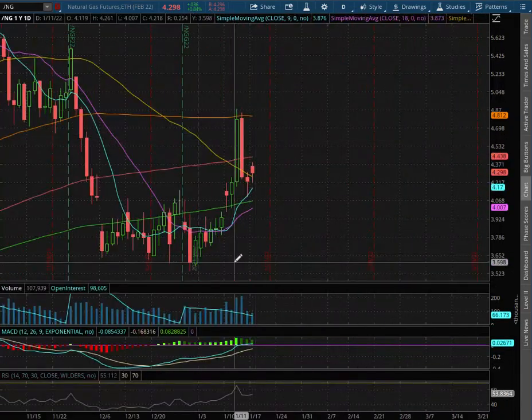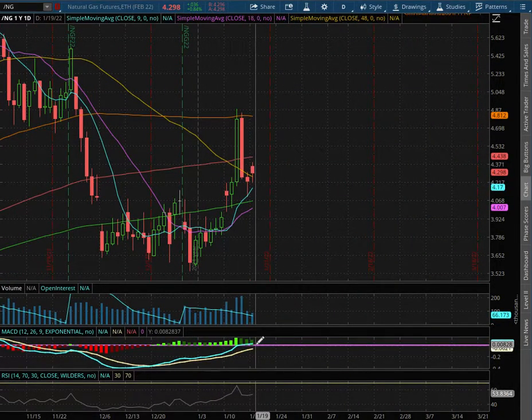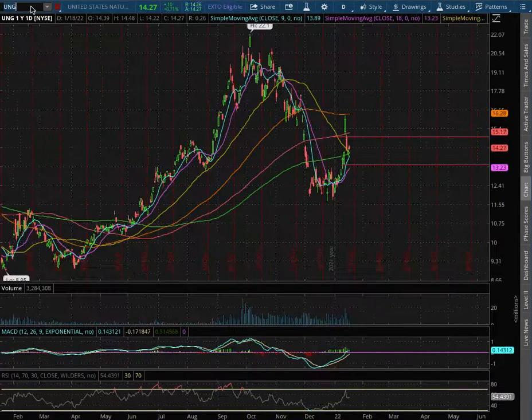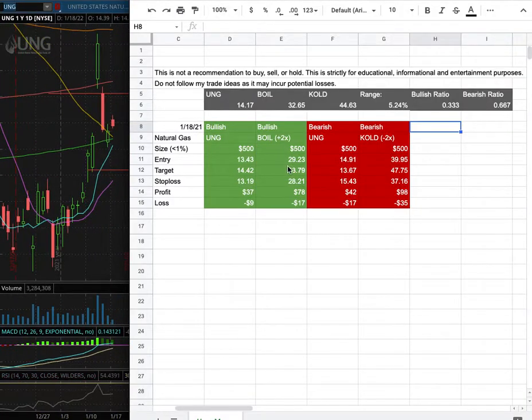With the daily chart, we are in slightly negative MACD, but approaching positive MACD as we're seeing an increase in the green MACD bars. As for the trade idea, I'll be trading UNG. My trade position size is less than 1% of my portfolio. My long entry is at $13.43, and that is its range here. My sell target is at $14.42. My stop loss is at $13.19.